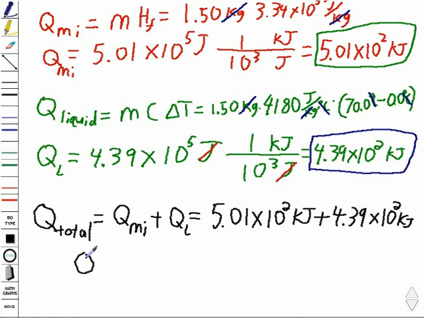So as the final answer for my total heat required, since my exponents are the same, you can just add these numbers together and you get 9.40. You can just add the simple parts, the front number, together, and you keep the same exponent times 10 to the second, and you have the same unit, kilojoules. So that's your final answer.